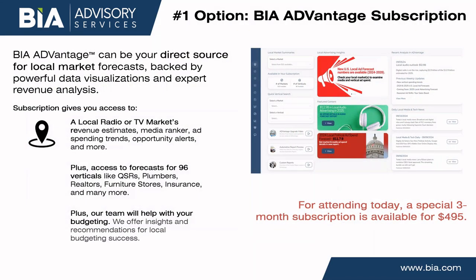So we have a couple of different ways. Option 1 is by subscribing to Advantage, which is our data visualization platform that holds all of our forecasted data. In this system, you would get all your radio or TV markets, all 16 media by 96 verticals. And our team will be able to help you with your budgeting, and we'll offer insights and recommendations for local budgeting success. So we'll offer that in addition to the entire platform.